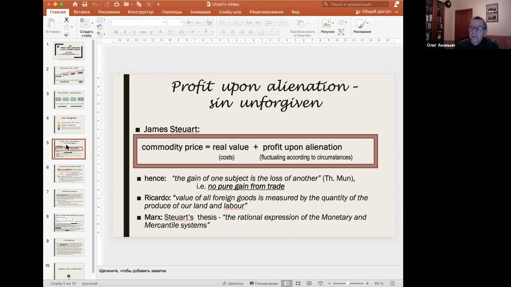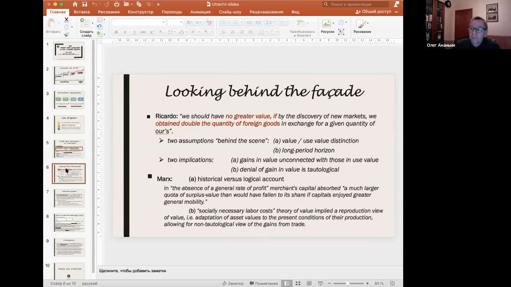But still, there is a problem whether it is really, as Stewart was writing, that trade does not contribute to value. And here we are coming to a more specific analysis of these critical remarks by Ricardo and Marx. As for Ricardo, he wrote also that we should have no greater value if by the discovery of new markets we obtained double the quantity of foreign goods in exchange for a given quantity of ours. So he acknowledged that wealth is gained from trade.